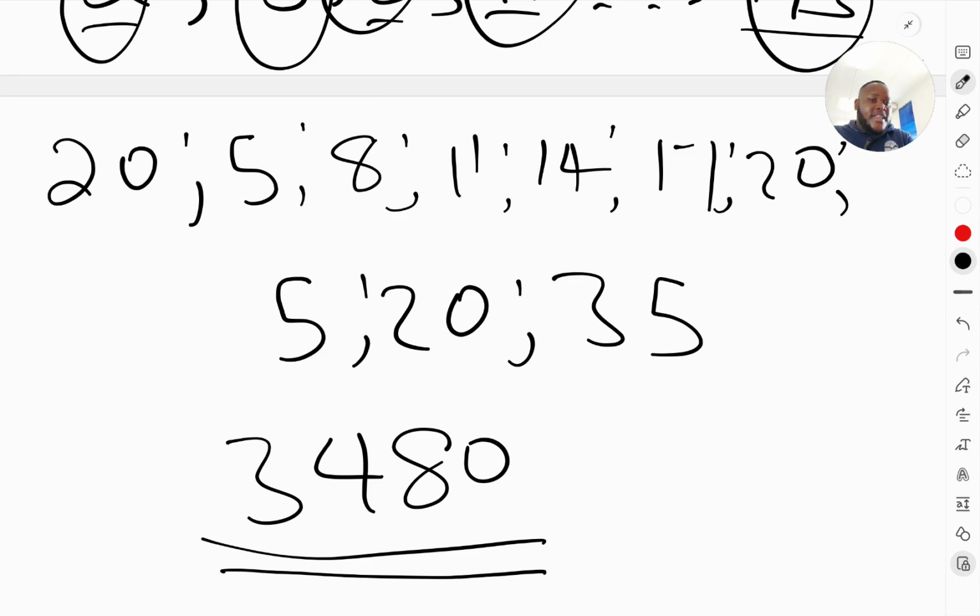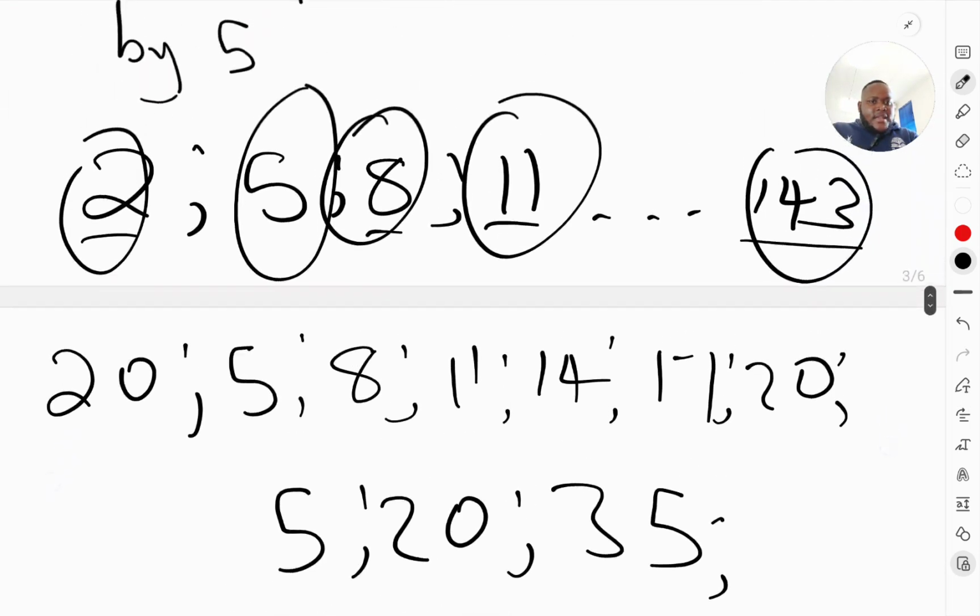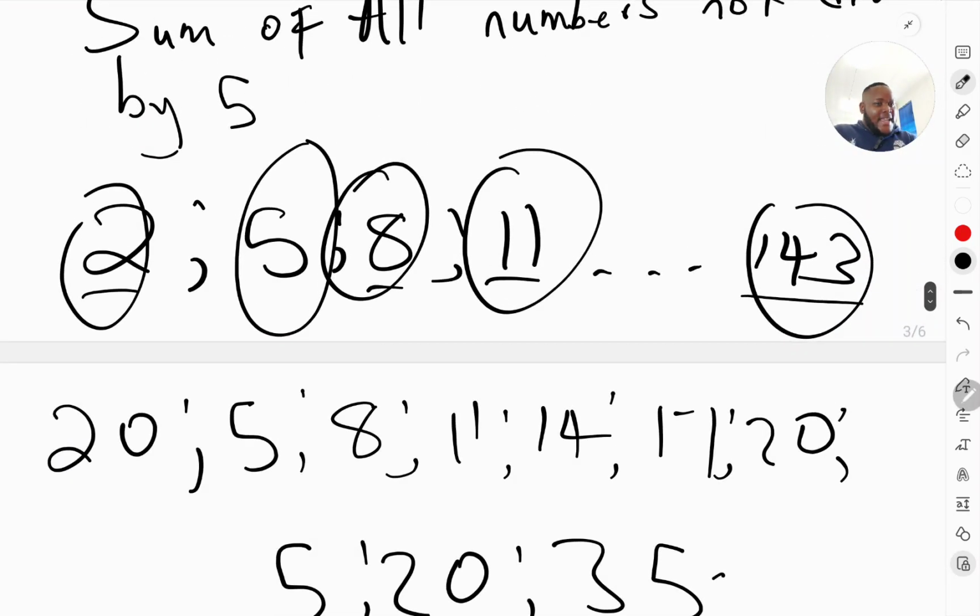Therefore, how am I going to do that? I have to find the sum of the numbers that are divisible by 5. Looking here, the last number is 143, and the difference is 3. It means the last number here that is going to be divisible by 5 is going to be 140, because I'll have to subtract 3.